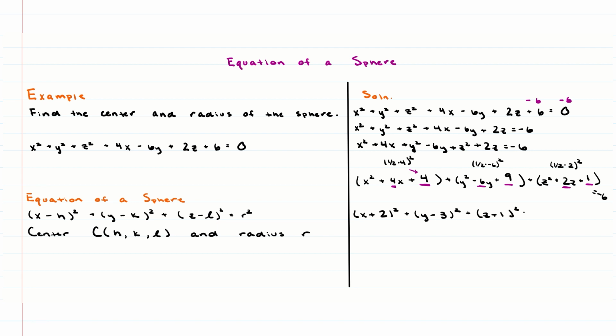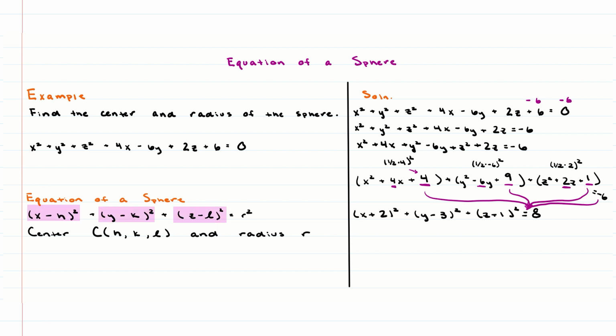Now this will be equal to a constant, however, this constant is no longer just negative 6. We'll need to take 4 plus 9 plus 1 and add it to that negative 6, and that'll give us our new constant 8. So we're really close to the equation of a sphere. There's just a small detail that we need to take note of.